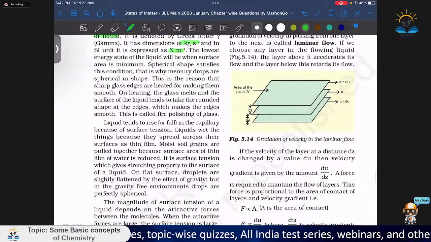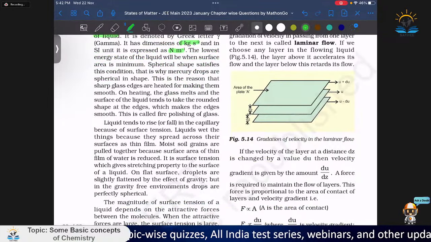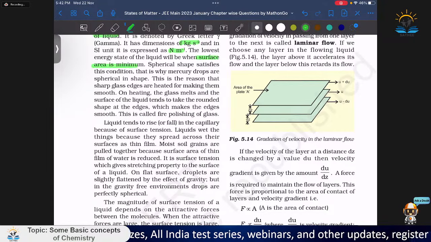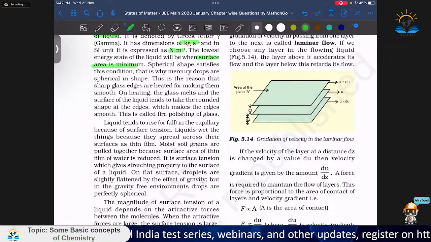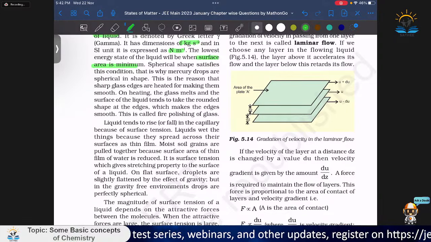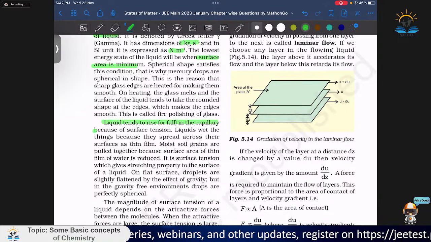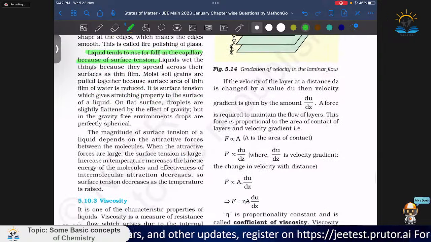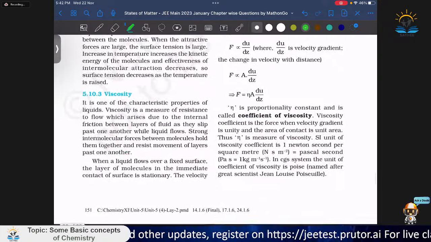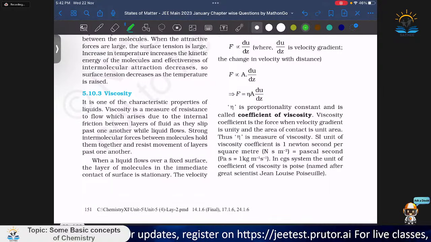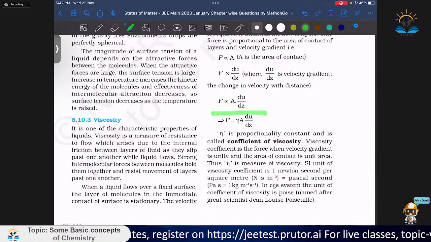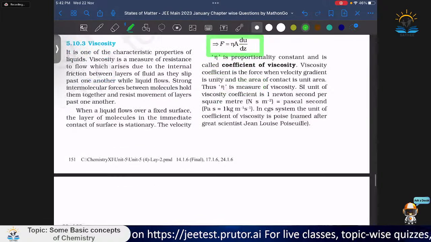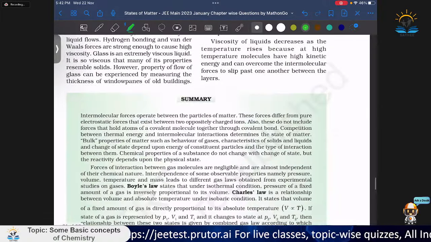At the lowest energy state, the liquid will have minimum surface area. If you turn the surface area to minimum, surface energy will be minimum, and surface tension will be minimum. Liquid tends to rise or fall in a capillary because of surface tension. This is all physical, what you'll study in physics. Next, we move to viscosity. For viscosity, you only need to remember the viscous force formula. And this is the end of the chapter.